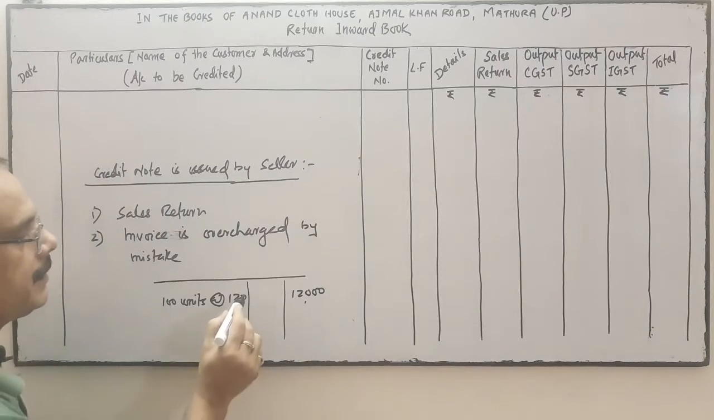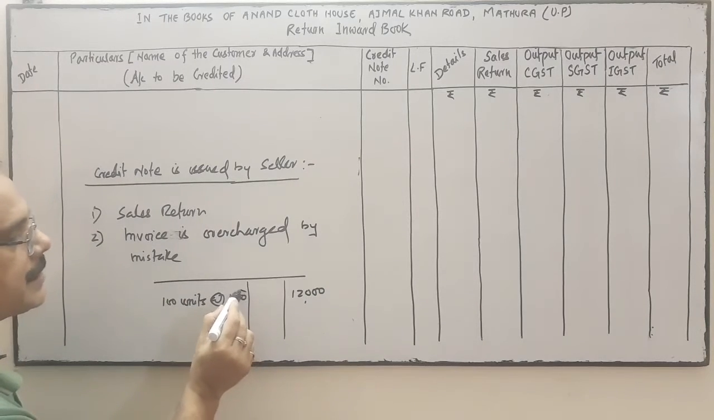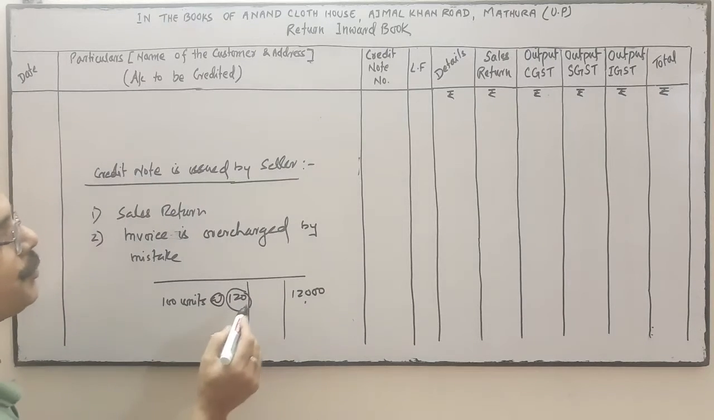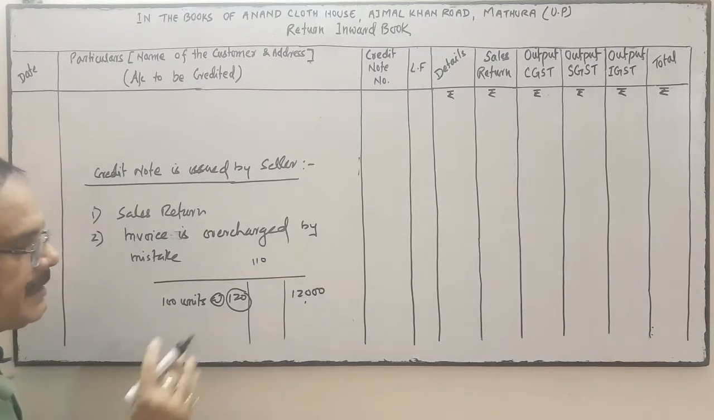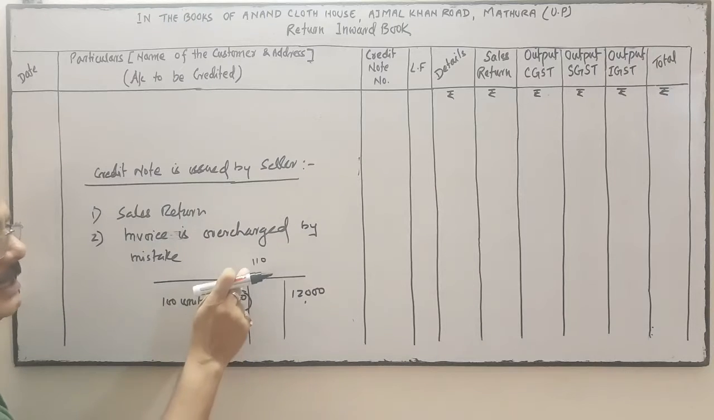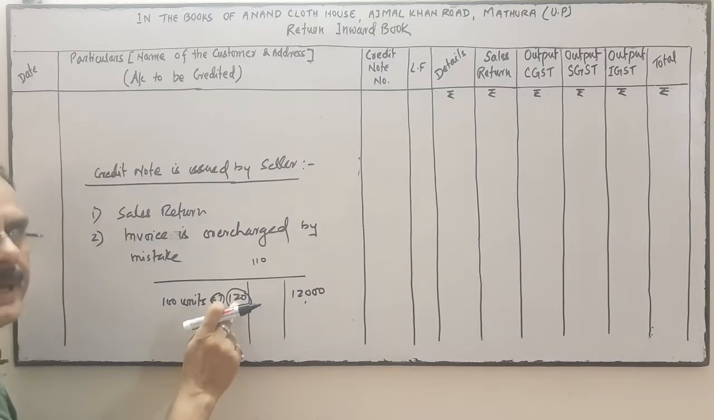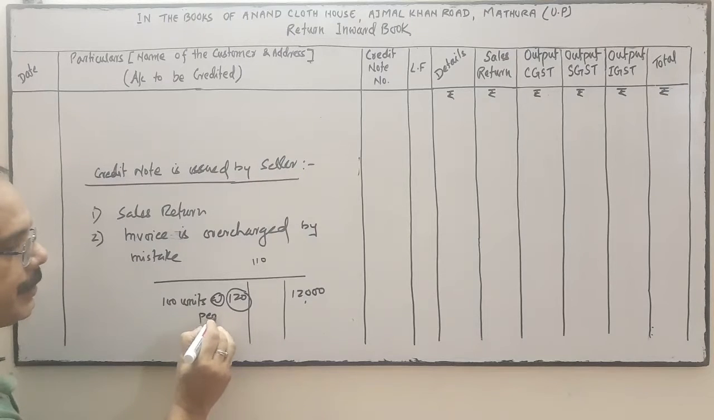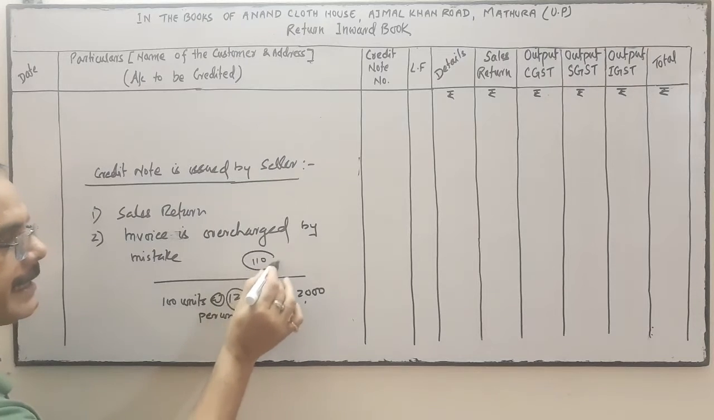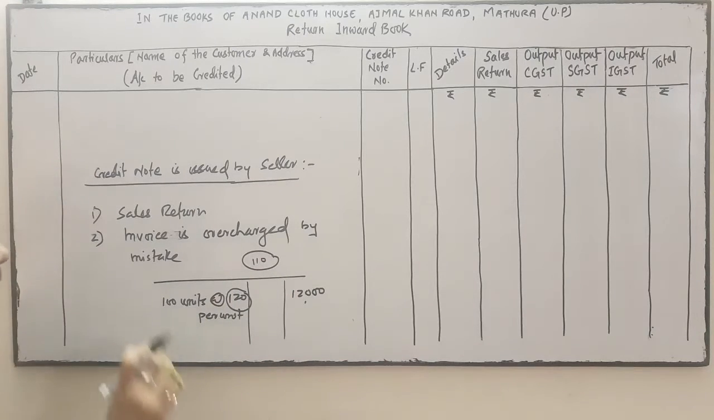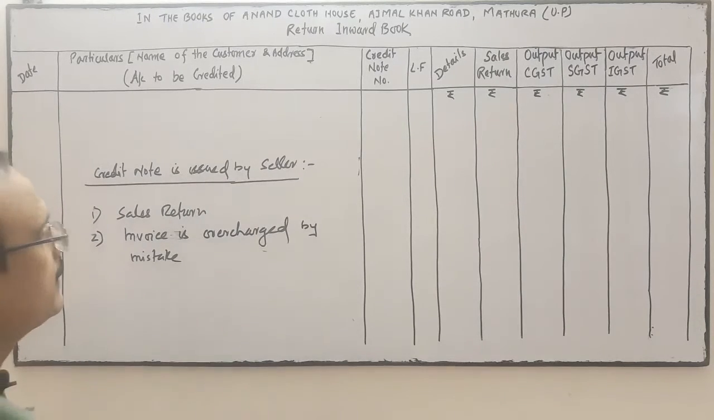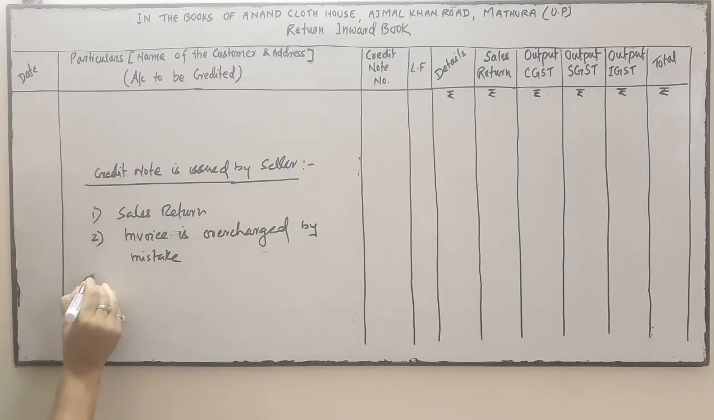Later on he came to know that 120 is not the correct figure. It should be 110. It means the seller has overcharged by 10 rupees over here. Instead of 110, he has charged 120 per unit. So when the seller has overcharged any item in the invoice by mistake, then the credit note will be issued.